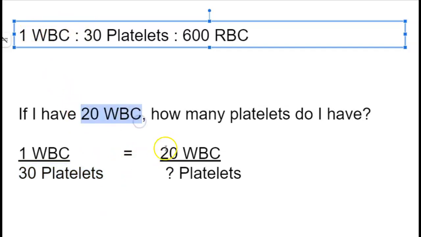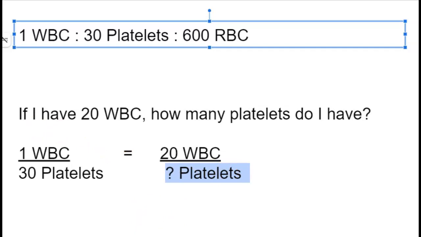I know I have 20 white blood cells, and I'm trying to figure out how many platelets there are. So I have a question mark here. You can put an X. Then we are going to cross multiply. When we cross multiply here, I get 20 times 30 on one side and X on the other side. So 20 times 30 is 600. So that's going to be my answer for platelets.